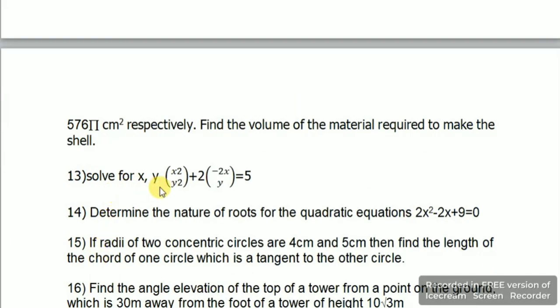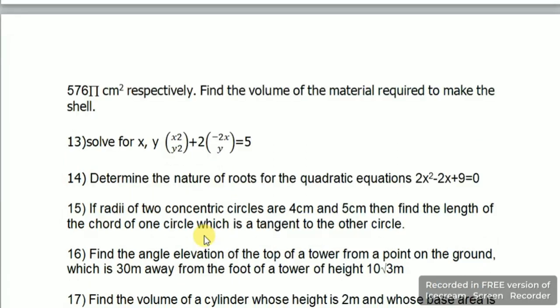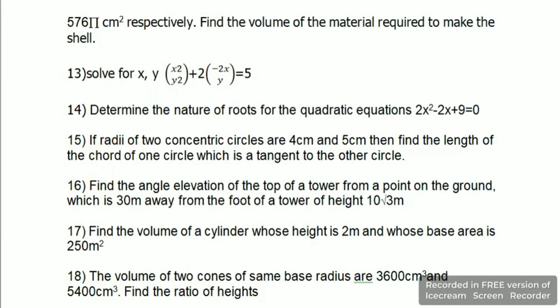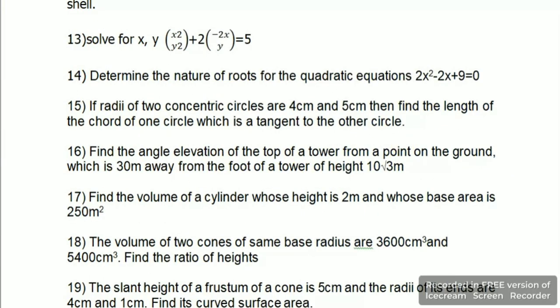13. Solve for x, y: x squared y squared plus 2 minus 2x of y equal to 5. 14th, determine the nature of roots for the quadratic equation 2x squared minus 2x plus 9 equal to 0. 15th question, if radii of two concentric circles are 4 cm and 5 cm, then find the length of the chord of one circle which is a tangent to the other circle. 16th question, find the angle of elevation of the top of a tower from a point on the ground which is 30 meter away from the foot of a tower of height 10 root 3 meter.